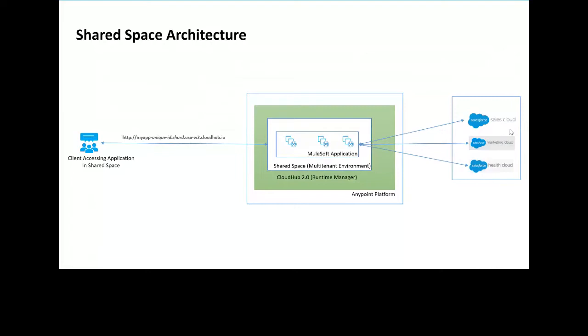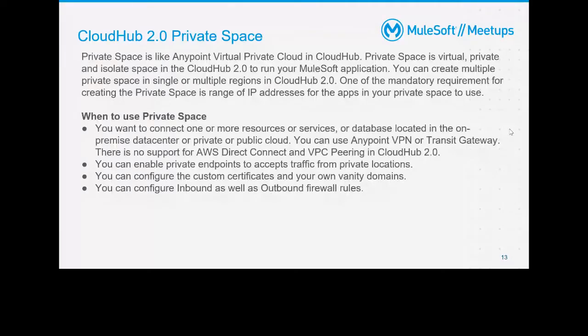Let's discuss CloudHub 2.0. CloudHub 2.0 is a virtual, private, and isolated space in CloudHub to run or host your MuleSoft applications. You can create multiple private spaces in single or multiple regions in CloudHub 2.0. One of the mandatory requirements for creating the private space is the IP ranges, which we also provide for Anypoint virtual private cloud, or Anypoint VPC, in CloudHub 1.0.